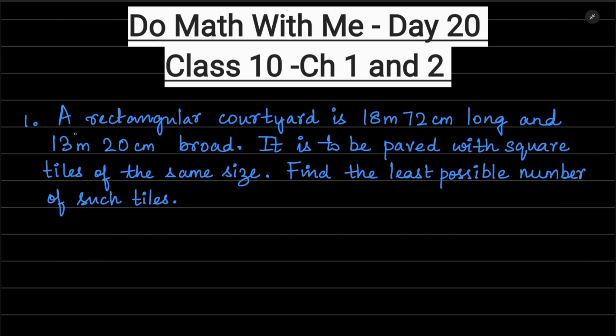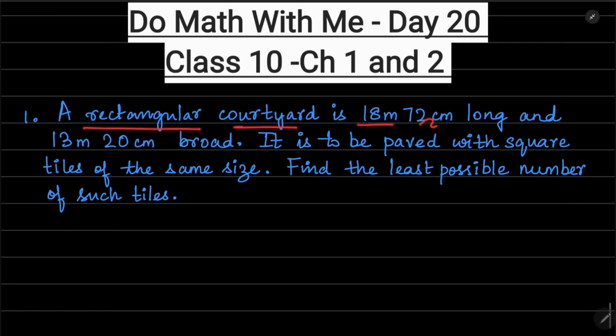So let's get started. The first question for the day is: a rectangular courtyard is 18 meter 72 centimeter long and 13 meter 20 centimeter broad. So it's a rectangular courtyard. It is to be paved with square tiles of the same size. You have to entirely cover it with square tiles of the same size. Find the least possible number of such tiles.